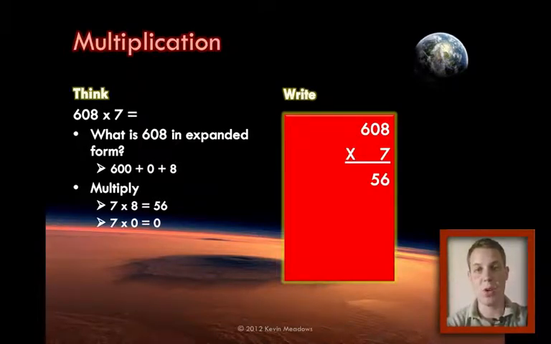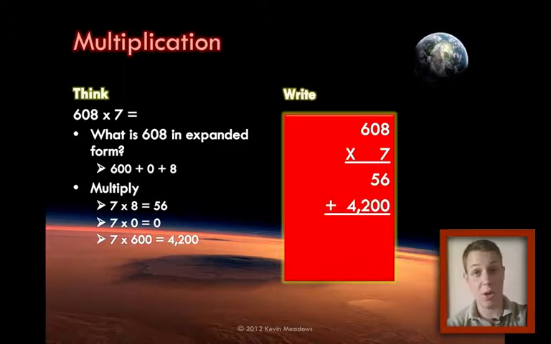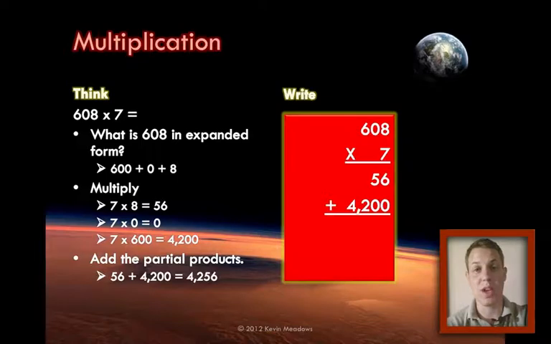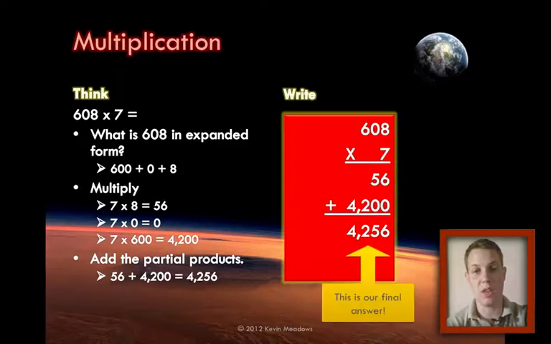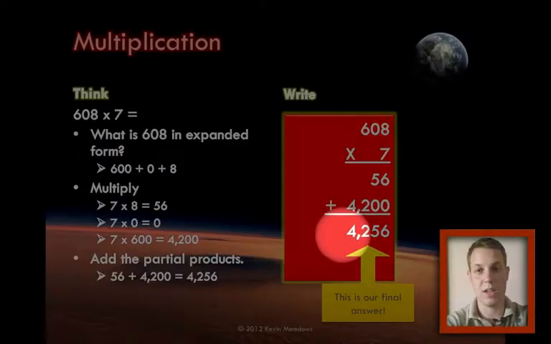Then we have 7 times 0, which is 0. And you know what? I'm not going to write that because, well, when we add 0 later on, it's not going to change the answer. So we're not even going to bother writing it. Then 7 times 600. Remember, 7 times 6 is 42. And then we can see there's 2 zeros in the factor, so we're going to put 2 zeros on the end of our product, and we get 4,200. Now there's nothing left to multiply, so we're going to add the partial products, and 56 plus 4,200 equals 4,256. So we write our final answer right down here.